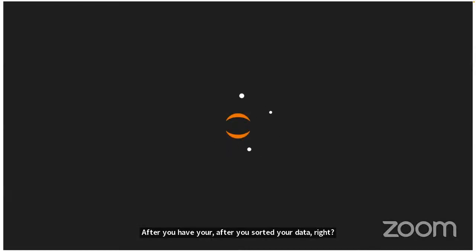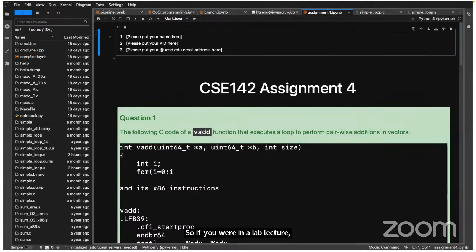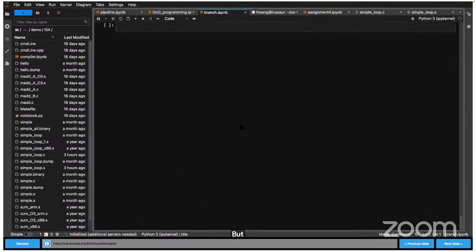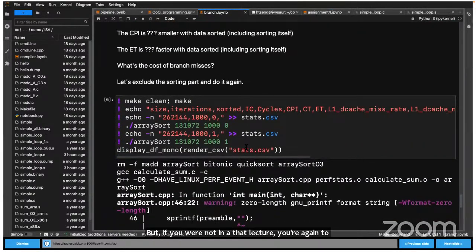We can also see that in the demo. The same demo was shown in the lab lecture last time. If you were in the lab lecture, it's exactly the same demo that I had in the last lecture. But if you were not, you're going to see it now. So here's the code we had.